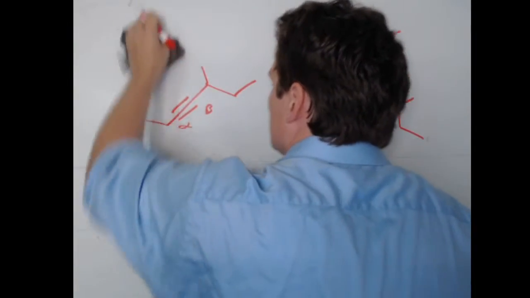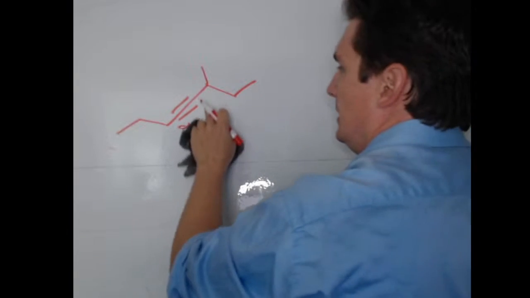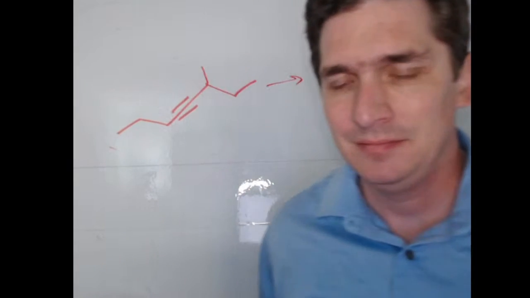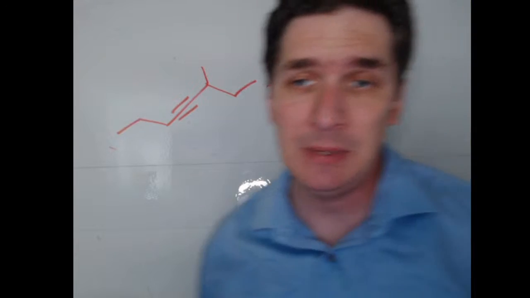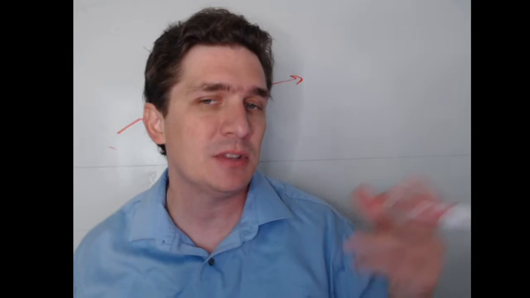So we've got this monstrosity, and we're going to add HCl to it. And typically, you will get a mixture of both the cis and the trans isomer.